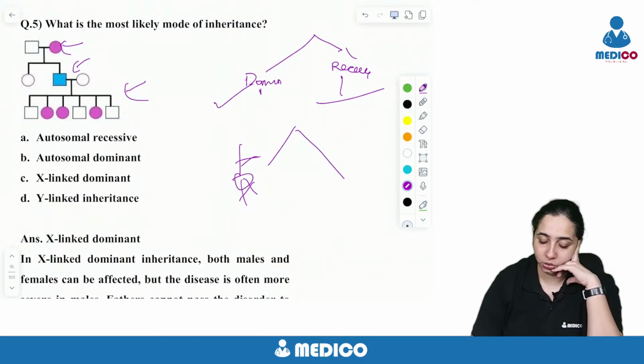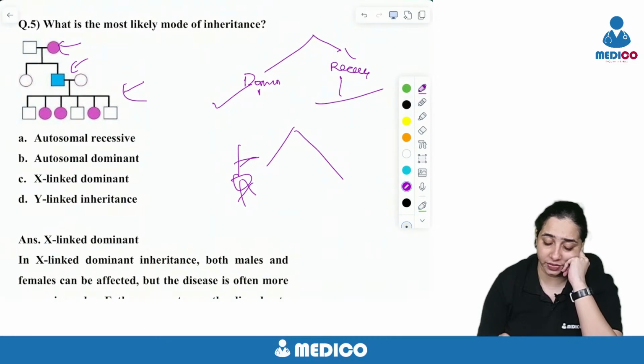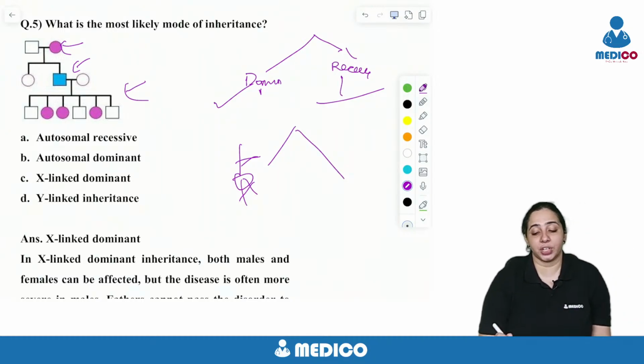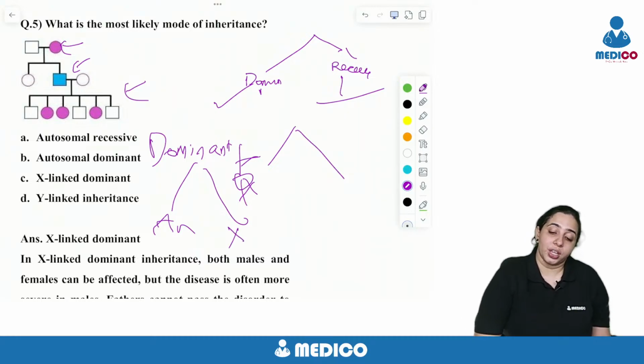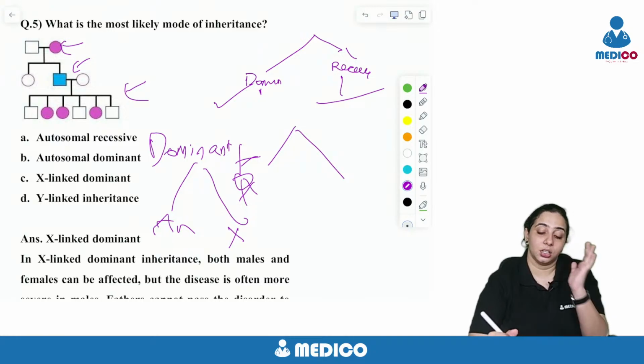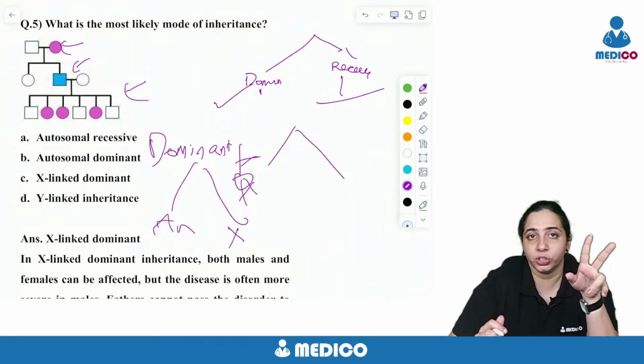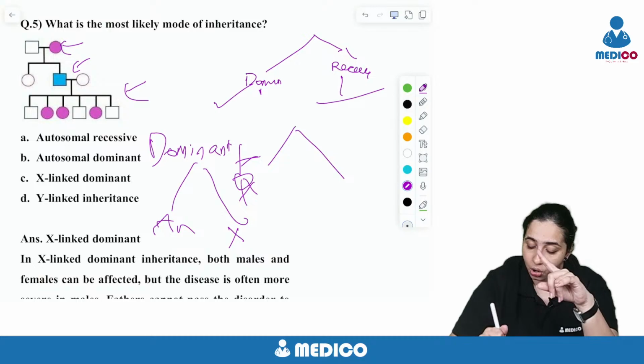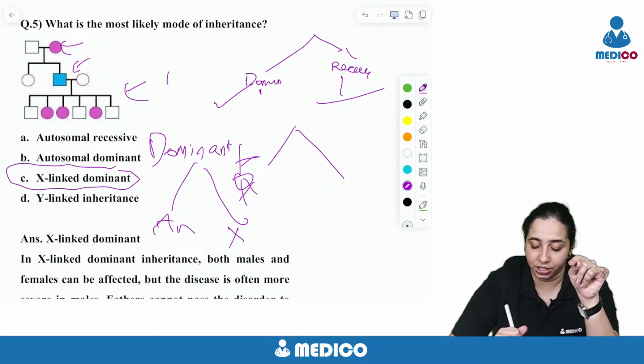So here you can see the female is affected, then in the next generation someone is affected, and in the generation after that also someone is affected. From that you can understand that it is a dominant disease. Now you have to check whether it is autosomal or X-linked. If it is X-linked dominant, both males and females will be affected. But if it is X-linked recessive, as I said earlier, only the male will be affected. So from this picture, it is an example of an X-linked dominant condition.